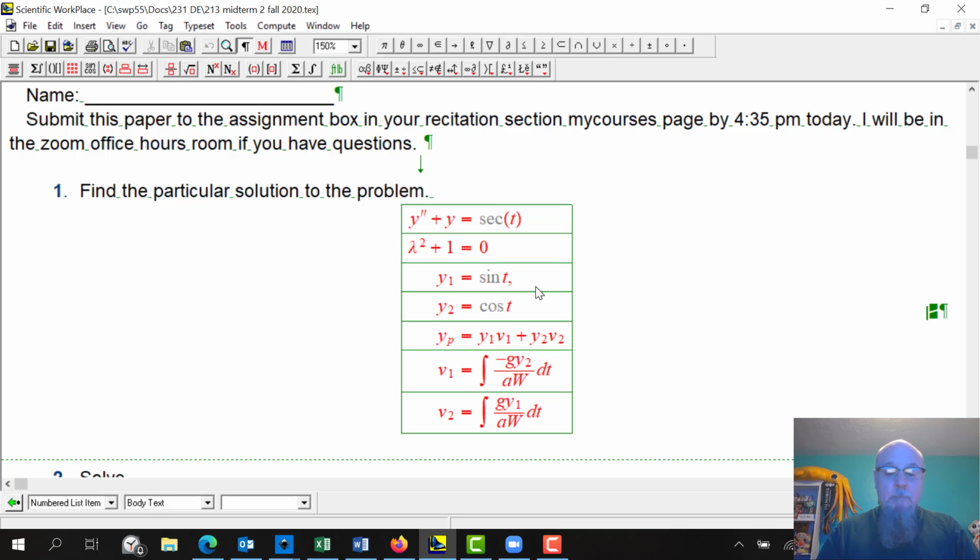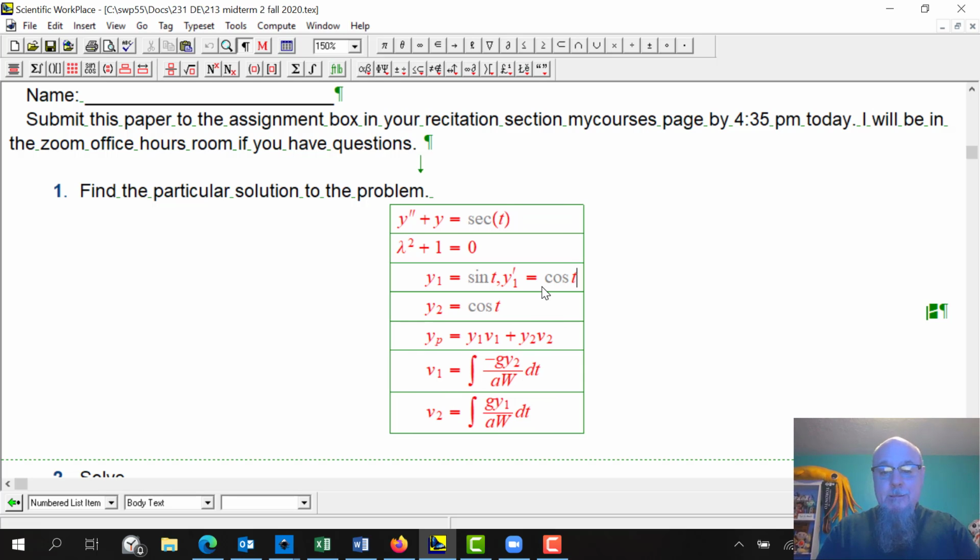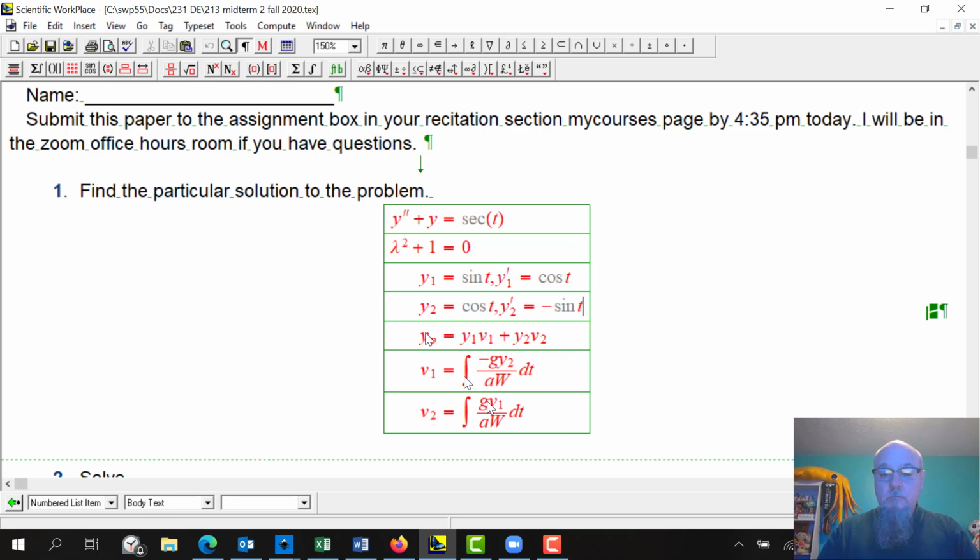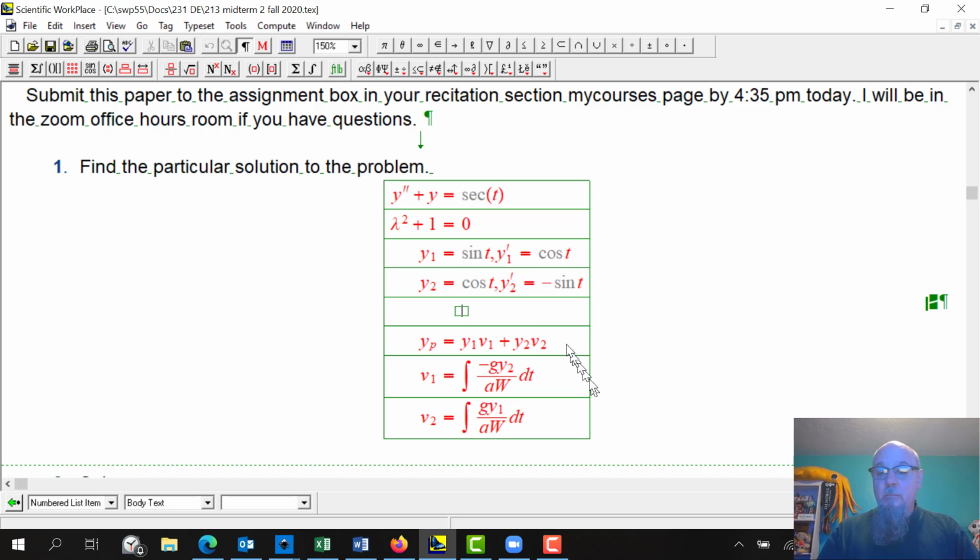So we need y1 prime, which is the cos of t, and y2 prime, which is minus sine t. And we can build the Wronskian with that then. The Wronskian is going to be y1 times y2 prime, so minus sine squared minus cos squared. So the Wronskian is equal to minus 1.